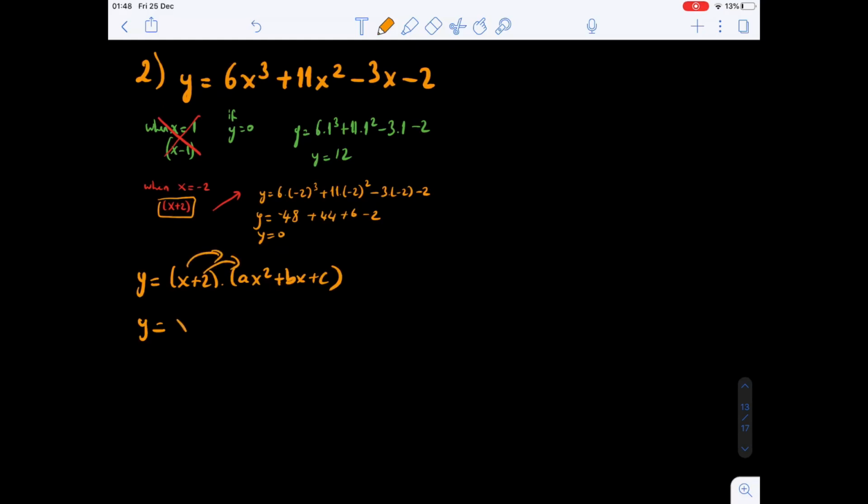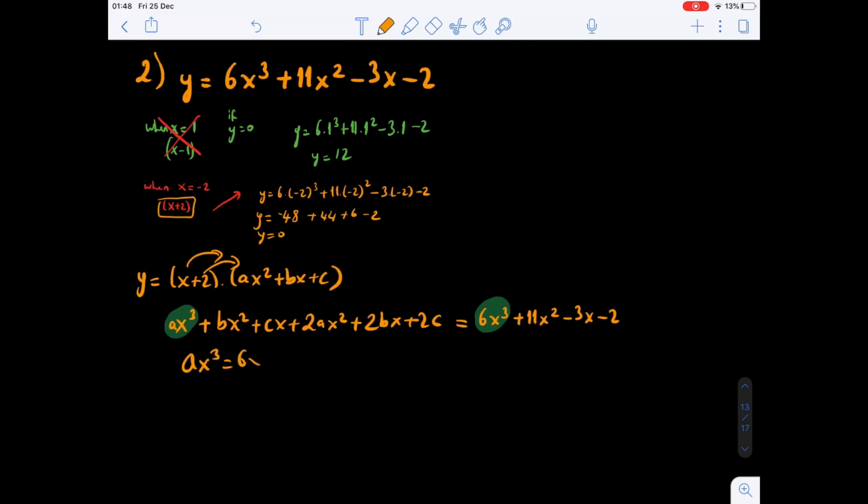I'll just distribute: ax cubed plus bx squared plus cx plus 2ax squared plus 2bx plus 2c equals our polynomial. The polynomial is here. Copy and paste here, make it smaller, put it here, remove y from here, and I'm going to match like terms. We have x cubed here and 6x cubed there.